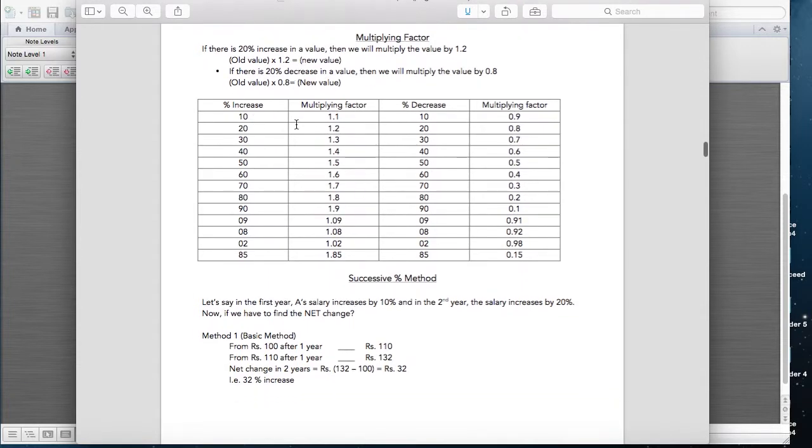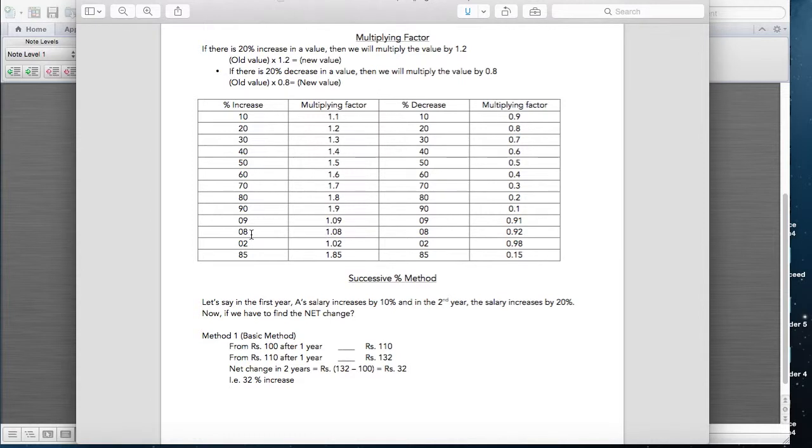We have also gone through percent increase and the multiplying factor. Suppose a value is increased by 10%, we'll multiply it by 1.1, by 20%, 1.2, by 30%, 1.3. But if the value is increased by 9%, we cannot multiply it by 1.9 because that would be a 90% increase. So we'll multiply it by 1.09.